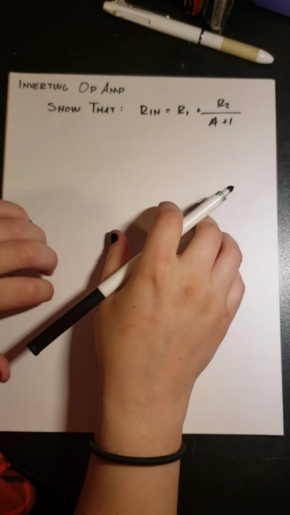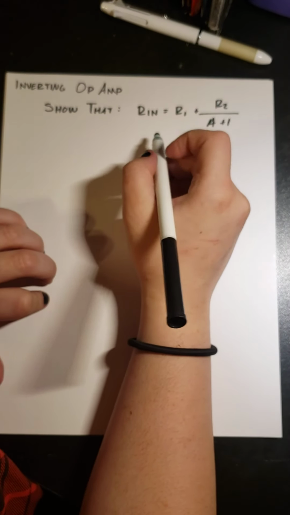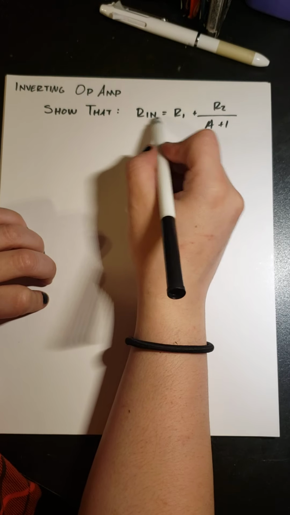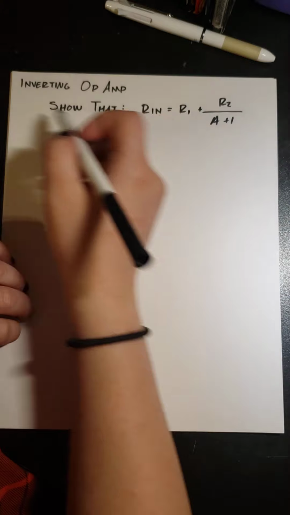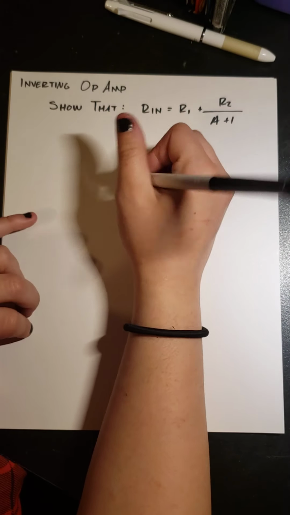Okay, so here's our question. We're told to show that Rn equals (R1 + R2)/(A + 1) for an inverting op amp. So let's start by drawing the inverting op amp.